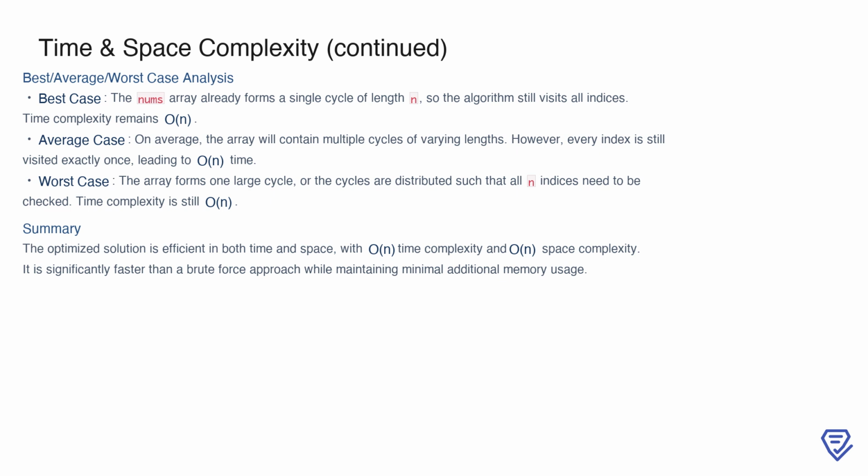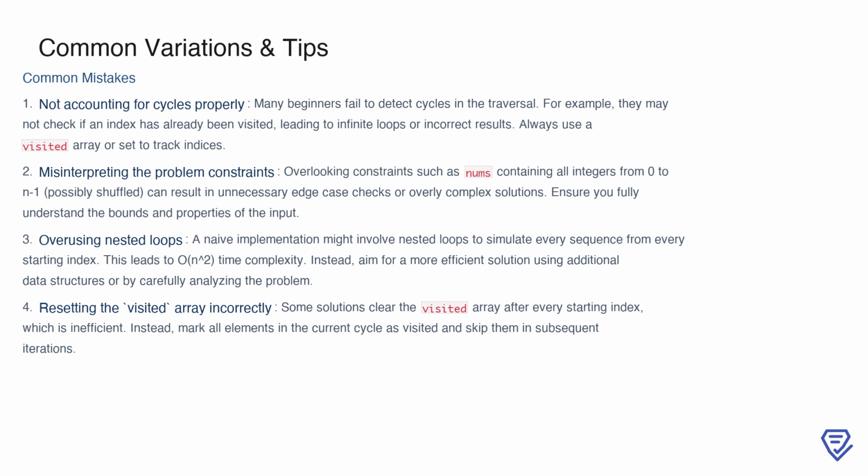In summary, the solution consistently achieves O(n) time complexity and O(n) space complexity across all scenarios. This efficiency makes it significantly better than a brute force approach while keeping memory usage minimal. When tackling the array nesting problem, there are some common mistakes to avoid. First, many beginners overlook how cycles work in the traversal. If you don't check whether an index has already been visited, you could end up in infinite loops or get incorrect results. To prevent this, always track visited indices with a visited array or a set.